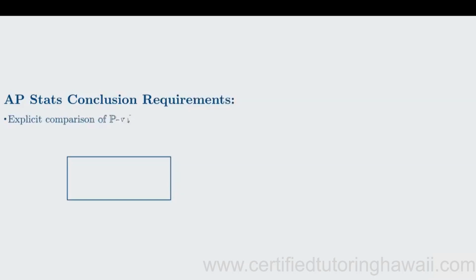1. An explicit comparison of the p-value to alpha. 2. A decision to reject or fail to reject the null. 3. A conclusion in context of the alternative hypothesis using non-definitive language like evidence of an association, rather than proving an association.